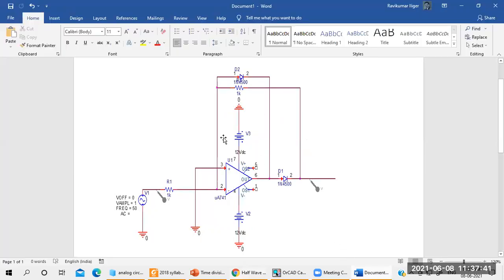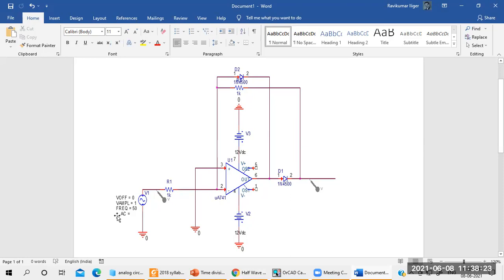So take the circuit diagram here. This is the complete circuit diagram for the half wave precision rectifier. First, you take the op amp. There are 7 pins here. The first pin is not connected. The second pin is the inverting input, and the non-inverting is pin number 3. Pins 4 and 7 are connected to the power supply, negative voltage and positive voltage. Pin 5 is not connected, and pin 6 is the output. Understood?